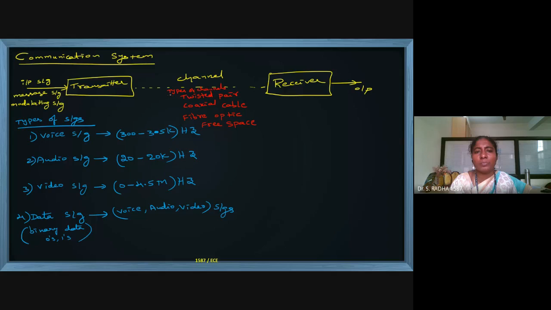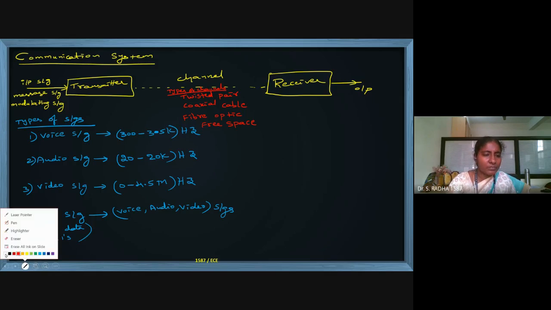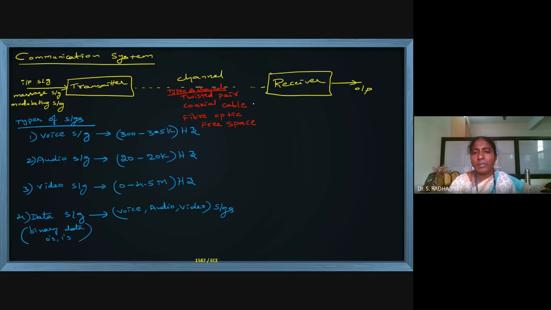Okay, one is twisted pair. Second one is coaxial cable, then fiber optic, then free space. Free space means, as we know, in mobile when we talk, the signal travels in free space. And in cable TV and similar, we use coaxial cable. And fiber optic will have fewer losses. While the signal travels in the channel, minimum loss will happen when fiber optic is used.